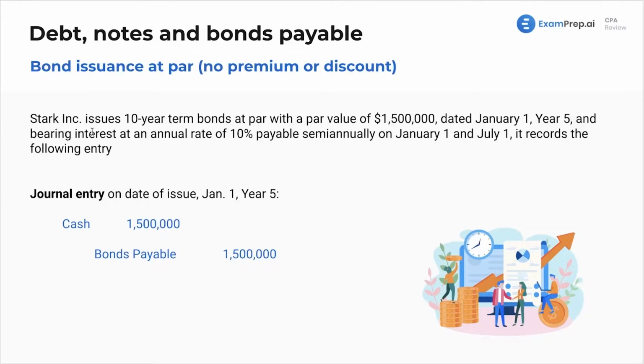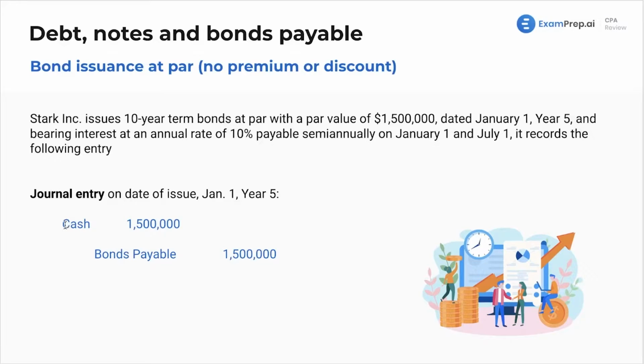So Stark Inc. issues 10-year term bonds at par with a par value of $1.5 million, dated January 1st, year 5, and bearing interest at an annual rate of 10%, payable semi-annually on January 1st and July 1st. It records the following entry. So it tells us it's at par with a par value. There's no indication of anything that is premium or discount.